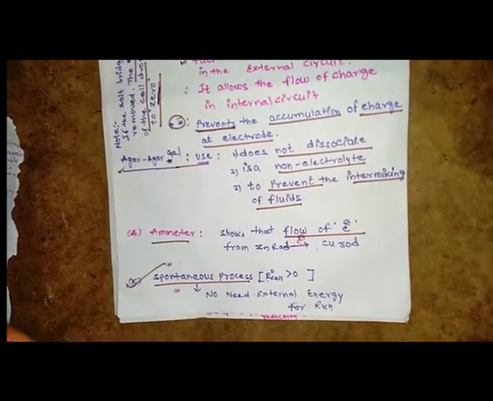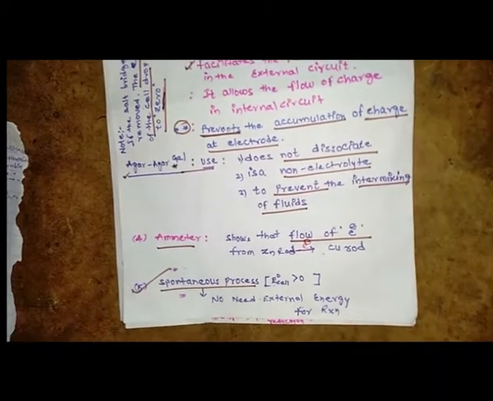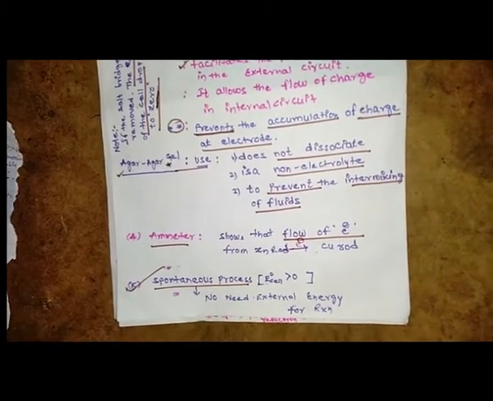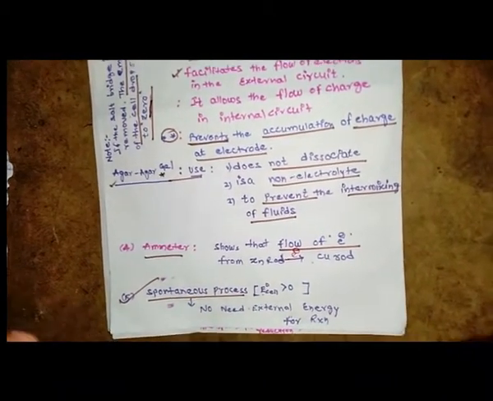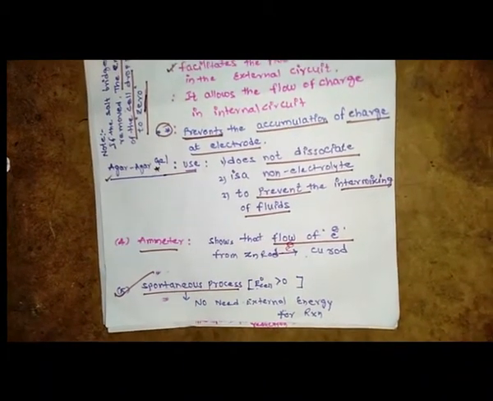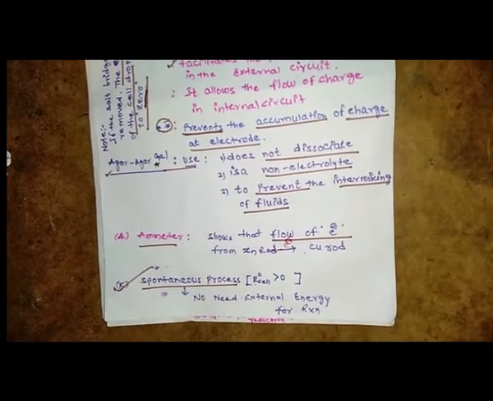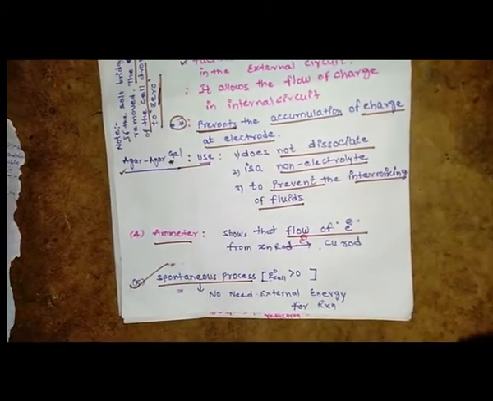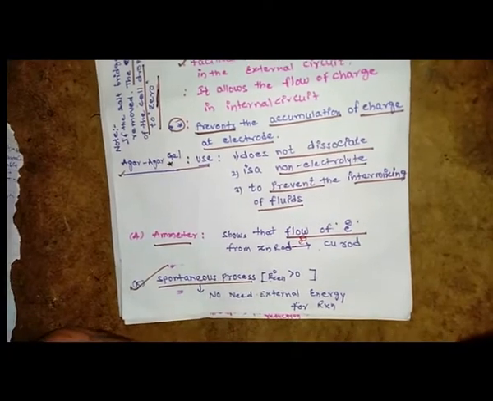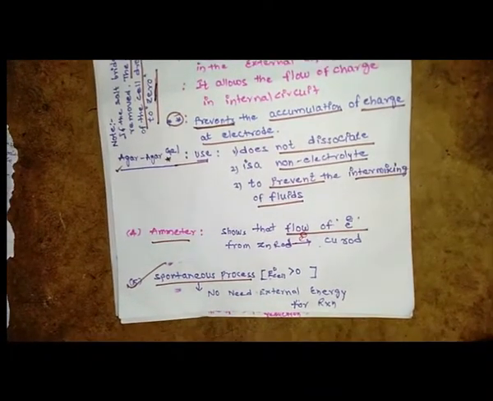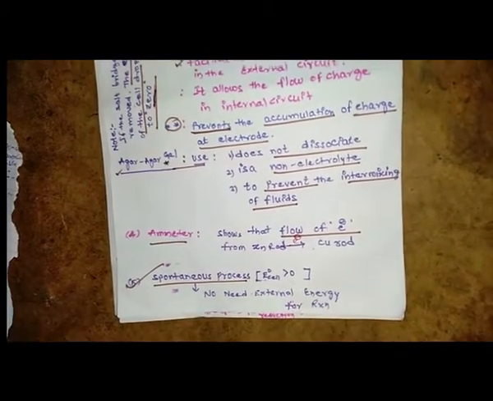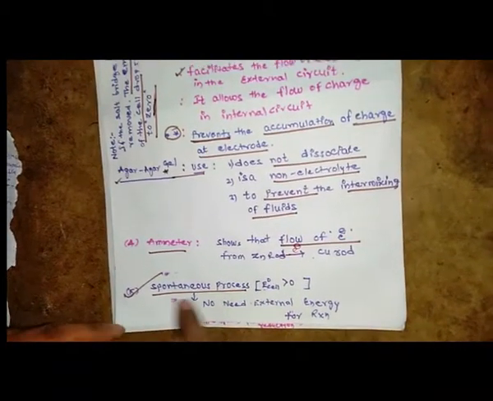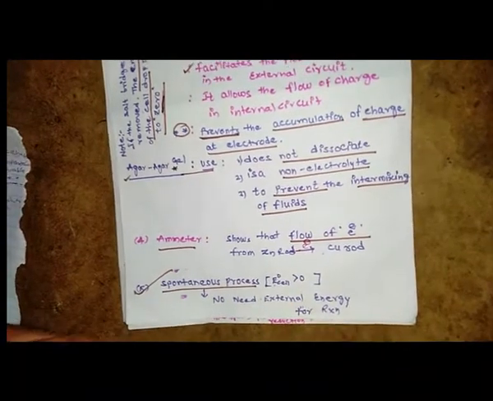So here we do not connect a battery, but in the electrolytic cell we must connect an external battery. Here there is no need of external EMF, meaning external energy is not needed. So E naught cell greater than 0, so that is the spontaneous process. E naught greater than 0.